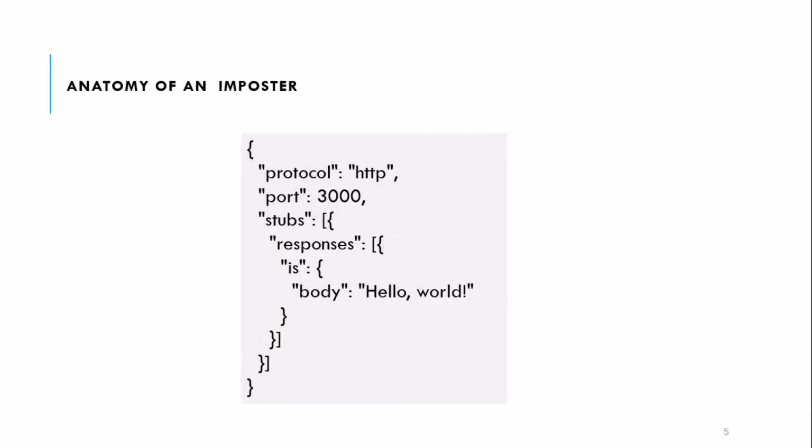This is the anatomy of imposters, and imposters are generally in JSON format. The imposter contains the protocol, so here you can see the protocol is HTTP. It contains the port, here the port where it is going to listen is 3000, and it contains stubs information. Inside the stubs it has the responses, and you can see as a response the body is hello world. I will come to these keywords in later sections.